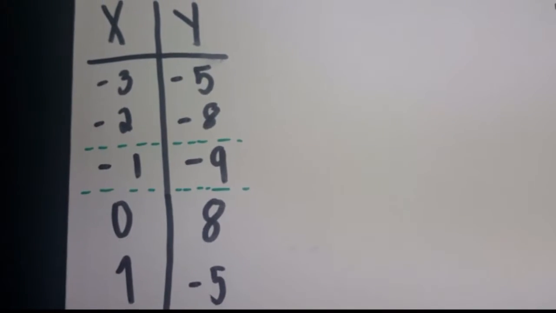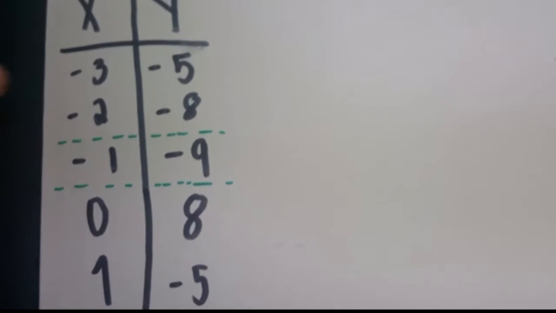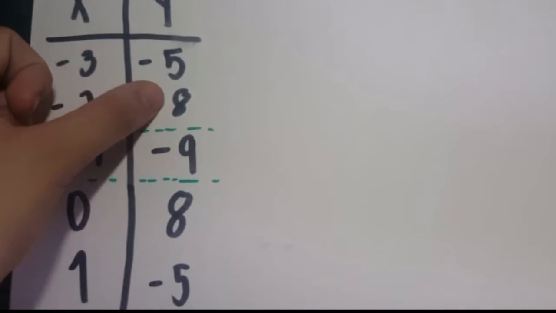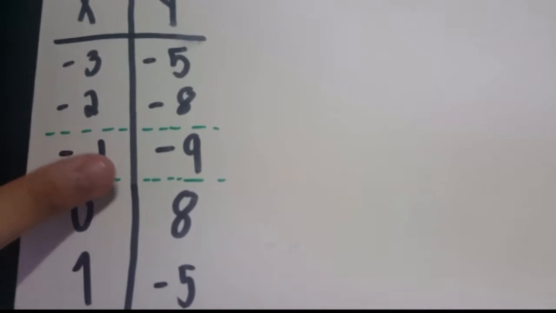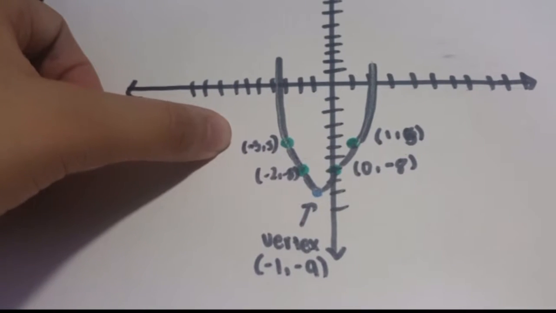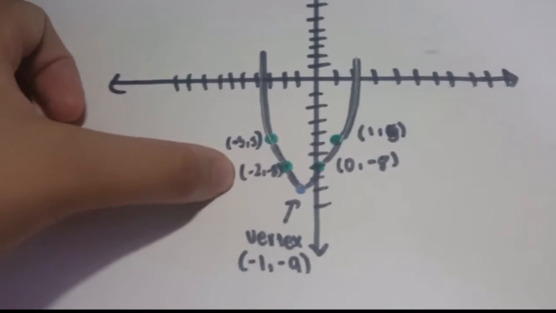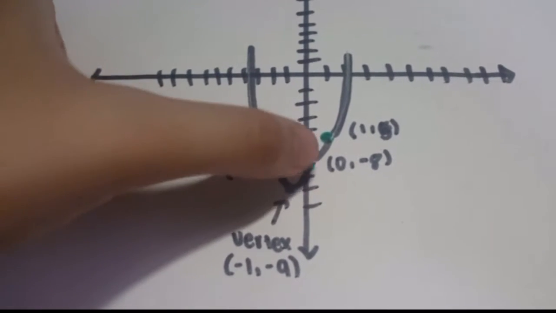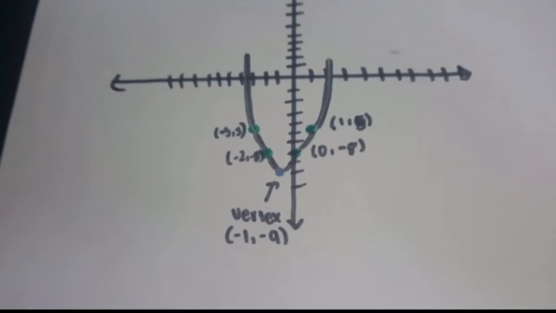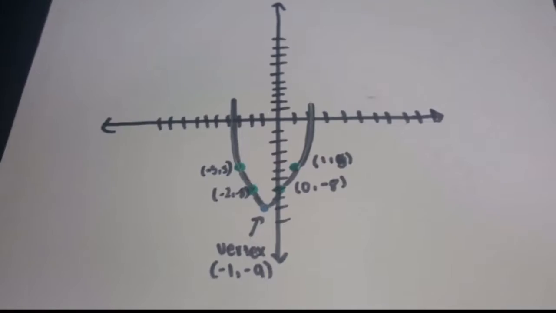So here are the values of x and y. Negative 3, negative 5, negative 2, negative 8, 0, negative 8, 1, negative 5, and again our vertex. And once we plot the points, we'd have this parabola. Negative 3 and negative 5, negative 2 and negative 8, negative 1 and negative 9, 0 and negative 8, 1 and negative 5. So there is our parabola.